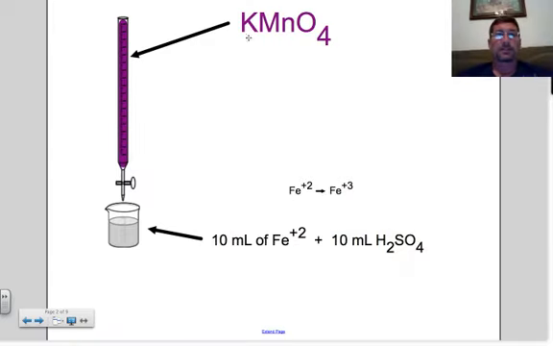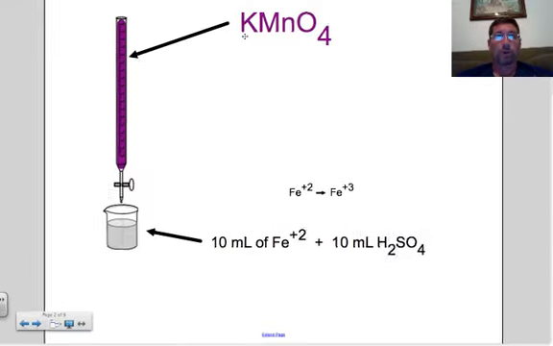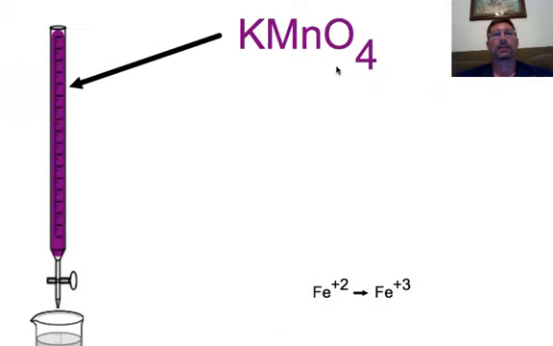Now, potassium permanganate is purple. Okay, potassium permanganate is purple. That's a stupid little thing, but you know what? That was actually on the AP exam one year. Okay, potassium permanganate is purple. And so we're going to put potassium permanganate in this burette.